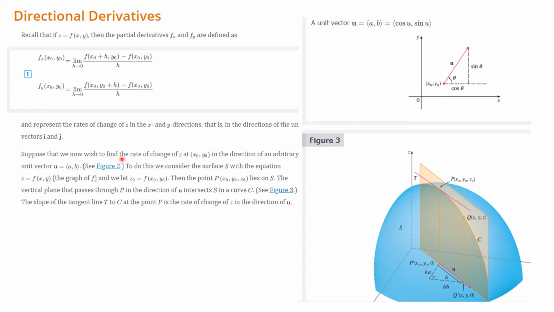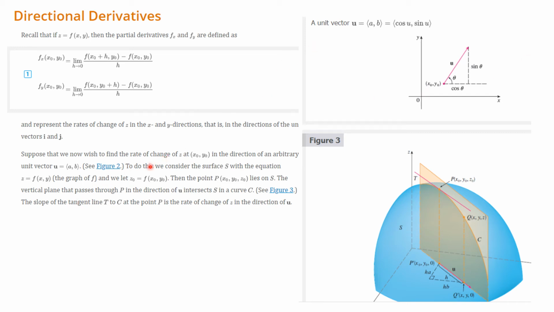So suppose that we now wish to find the rate of change of z at a point x0, y0, and that's a point on the surface, so it's right here in the picture, and we want to find this in the direction of an arbitrary unit vector, and this is pointy bracket a, b. Now you realize, and this is the figure up here, pointy bracket a, b really could be cosine theta, sine theta. Well, I guess we could talk about u. This is the magnitude of u, but we could also talk about it in this context being a unit vector.